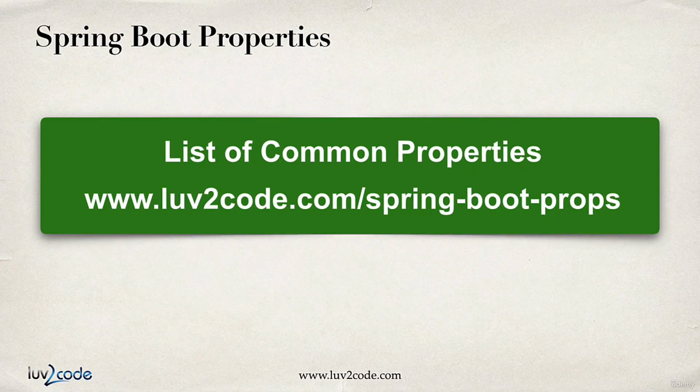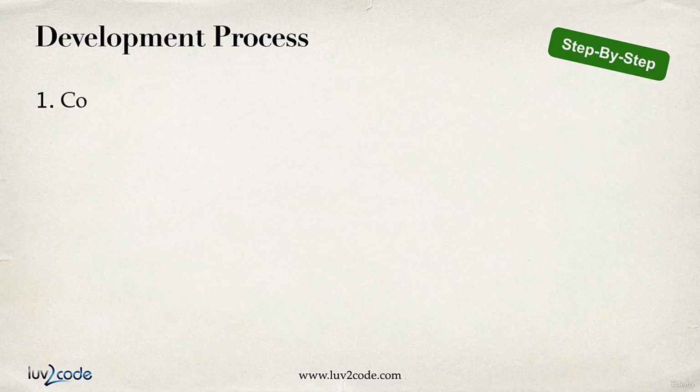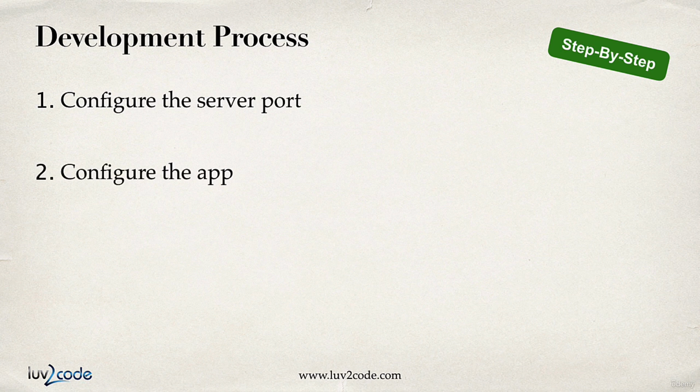And again, just as a reminder, a list of the common Spring Boot properties is available here at the link lovetocode.com/springbootprops. All right, so now with our development process, in the next section we'll actually modify Spring Boot. We'll configure the server port to listen on a different port, and then we'll also configure the application context path. We'll do it hands-on just so you see how to make some modifications here to Spring Boot and set up the configuration. So I'll see you in the next section.